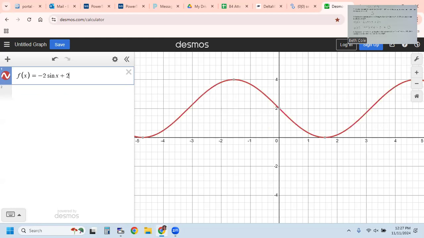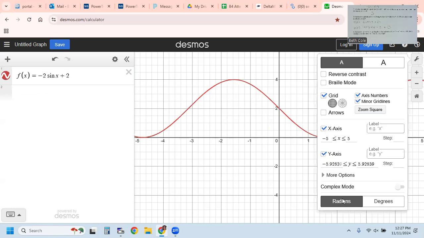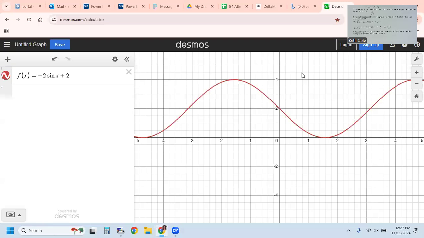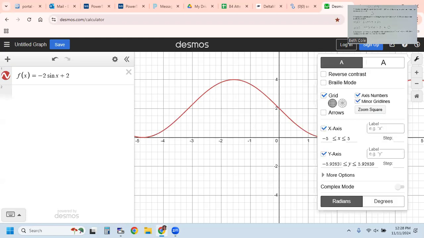If you're not sure what you're in, hit that little wrench and just make sure radians at the bottom is what's highlighted. So you want to be in radians all the time. So it looks like a sine wave that's reflected and moved up, with a vertical stretch by 2, all of that. Do we need an interval? Did they give us an interval? I feel like they must have here.